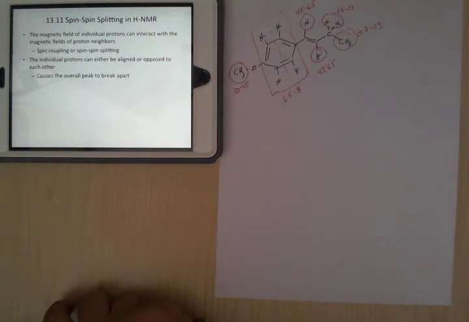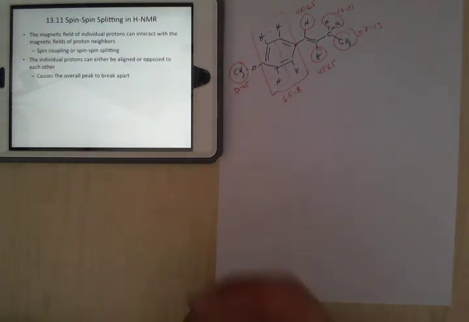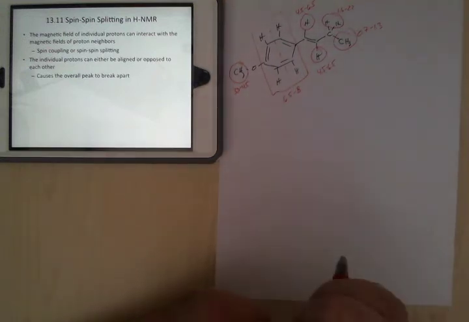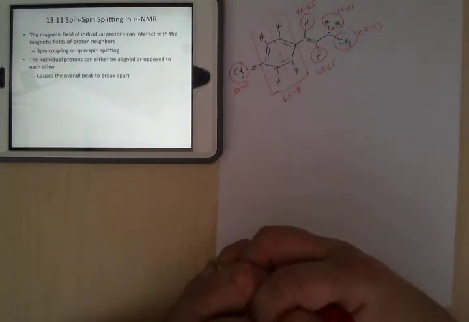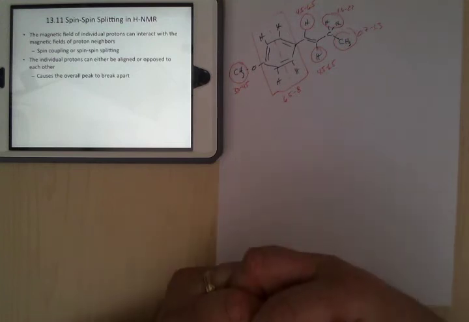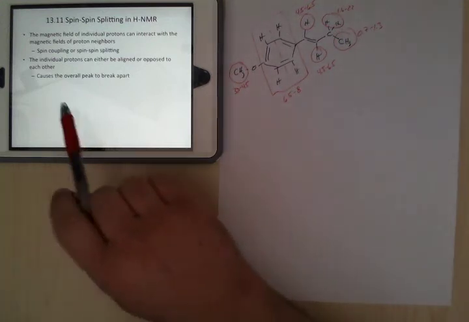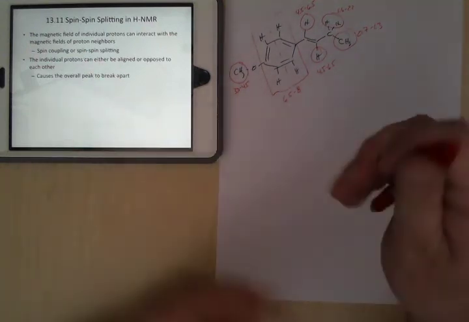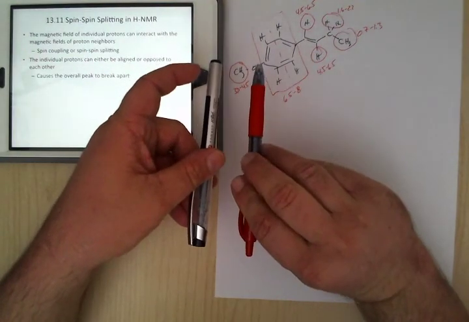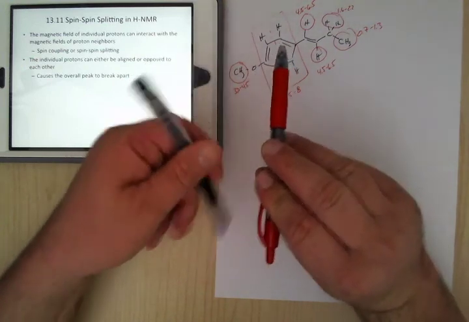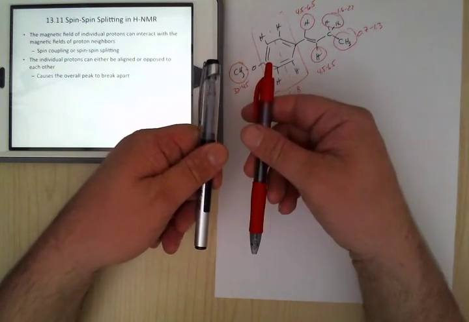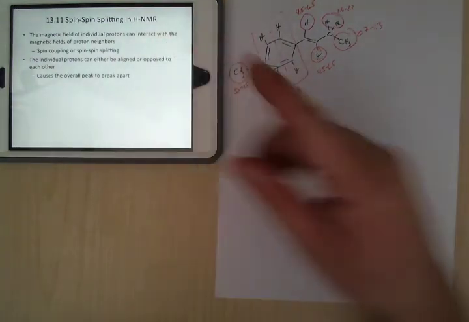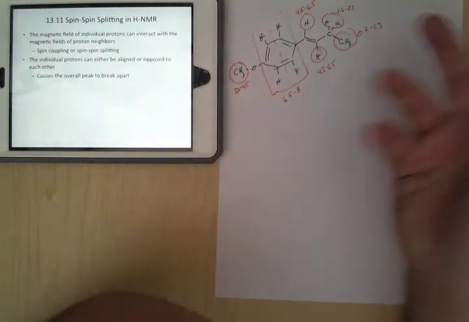Now, spin splitting. The magnetic field of the individual protons can interact with the magnetic fields of its neighbors. What's happening is what we call spin coupling or spin splitting of the signals. The individual protons can be either aligned or opposed to each other. They're either going to be together or they're going to be apart, and that causes the signal to break, depending on how many are aligned one way or the other.